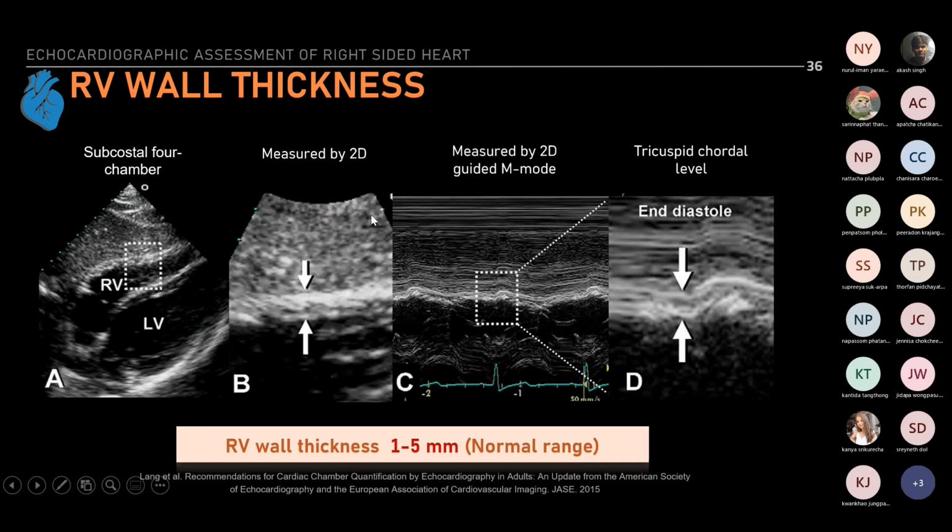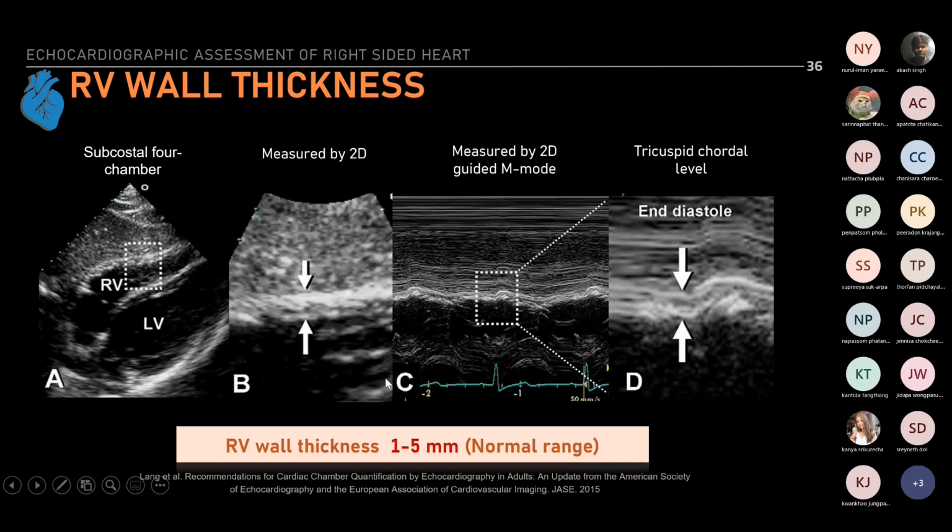RV wall thickness. RV wall thickness is best measured in subcostal four chambers and can be measured by 2D image or 2D guided M-mode at the level of the tricuspid valve chordae at the end-diastolic phase. Epicardial fat and myocardial trabeculation should be excluded from this measurement.